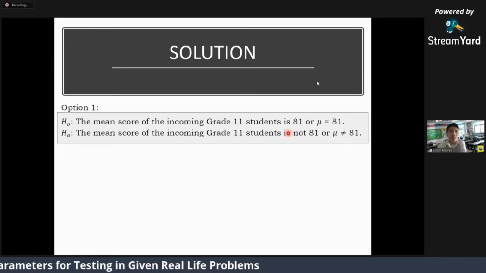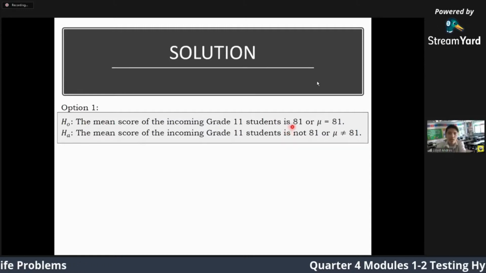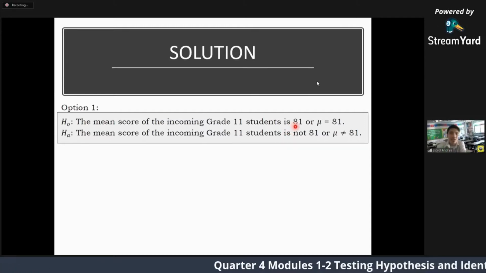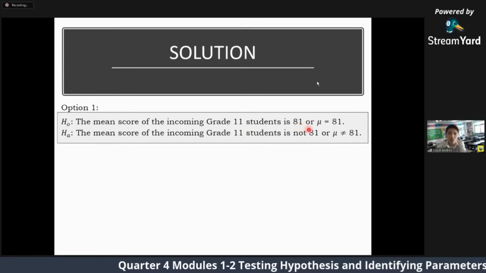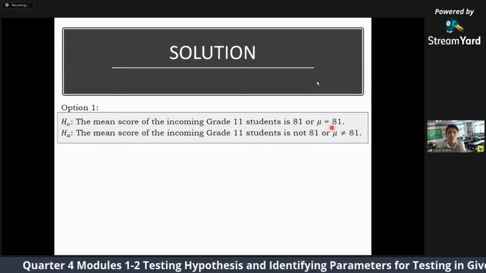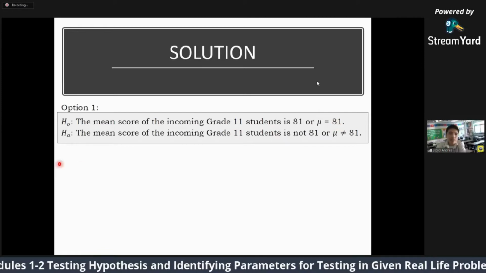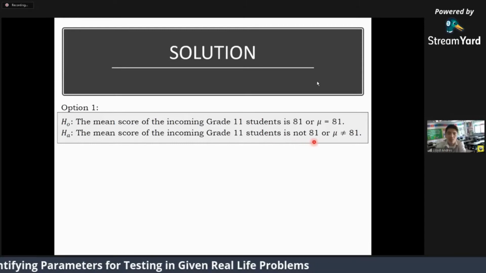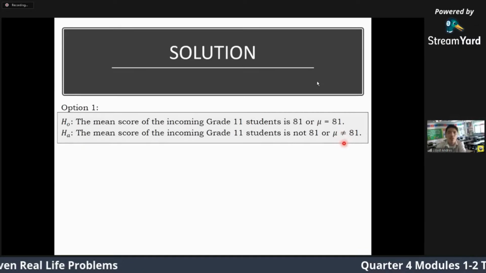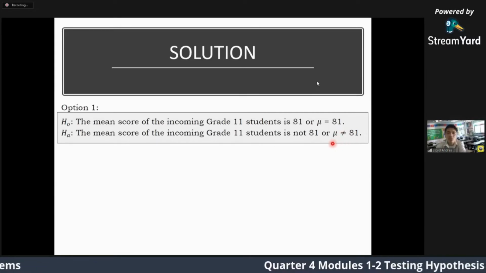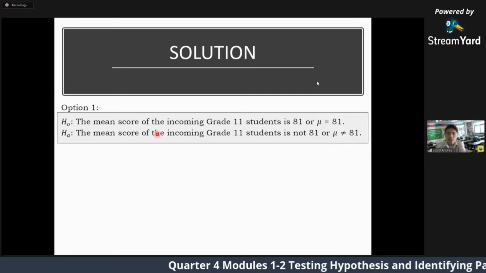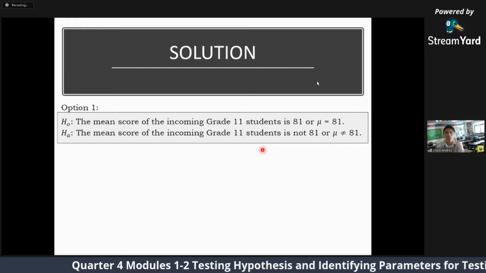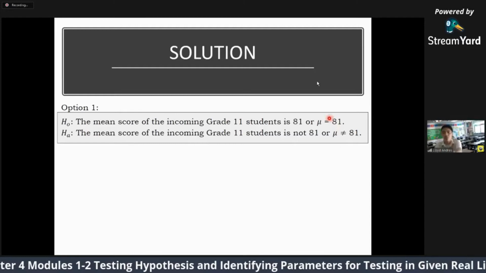Meaning, it is the same, because 81 is the population mean, and the students' mean is also 81. Or in symbol, you can just say mu is equivalent to 81. The alternative is, the mean score of incoming grade 11 students is not 81, or mu is not equal to 81 in symbol. In research, you need good words, but in statistics problem solving, you can just use symbols.